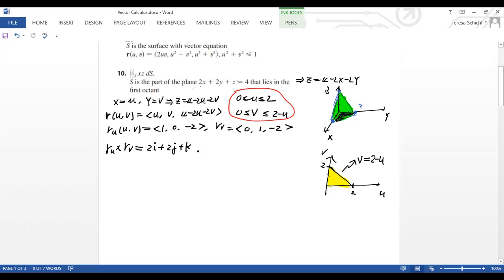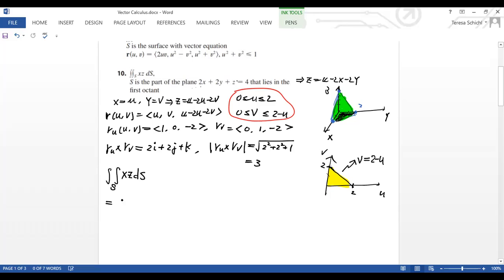All right, then we want to find the magnitude of the cross here. So it will be 2 squared plus 2 squared plus 1. This is a good one. So it's 3 here. Okay, so now let's try to write this surface integration of xz dS.